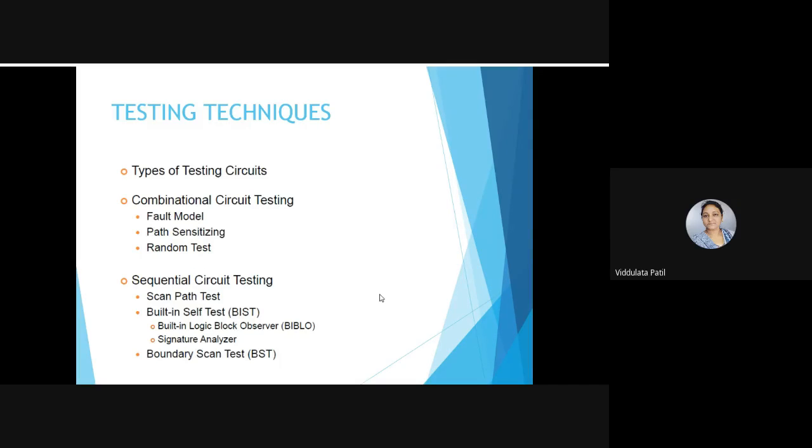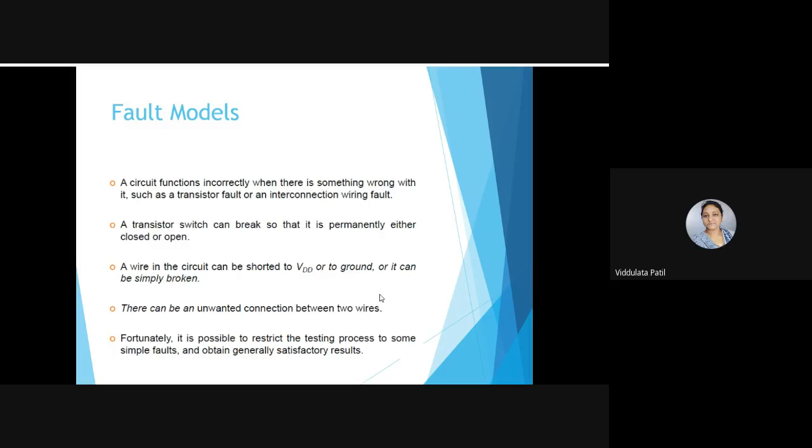Okay, so now we are going to check the first method which is used for combinational logic design. Fault models. A circuit functions incorrectly when there is something wrong with it. Suppose we have a transistor, as you know we use transistors while manufacturing these ICs. Suppose that while manufacturing, that transistor is at fault, or suppose the interconnection wiring is at fault. Then what will happen? That circuit will function incorrectly. It will not give a proper result.